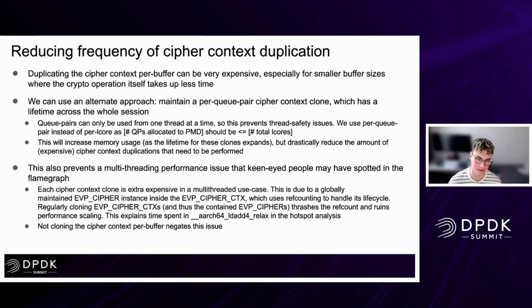So especially for small buffer sizes with a lot of L cores, we're really thrashing this ref count, and it performs pretty horribly because these atomic operations are just wasting a lot of time. So our approach of not cloning this per buffer obviously negates this issue.